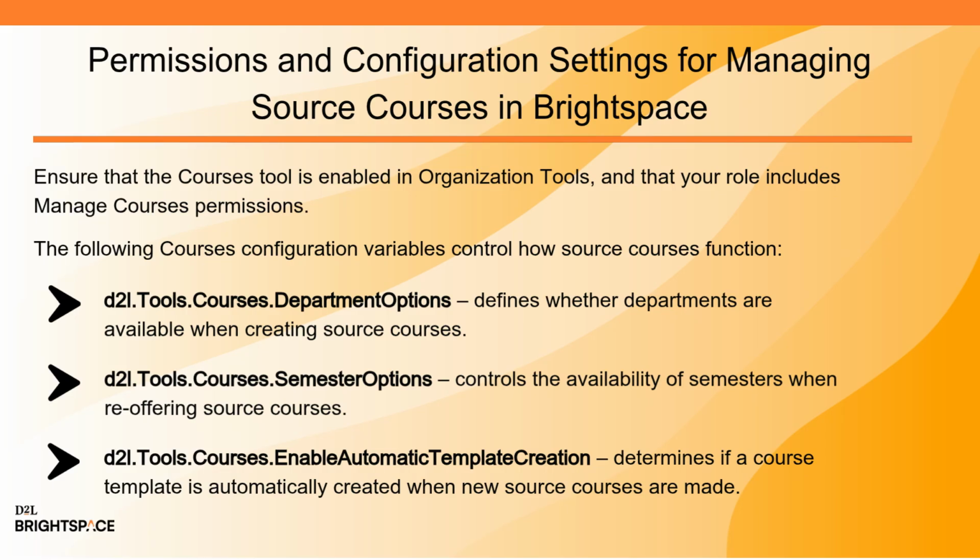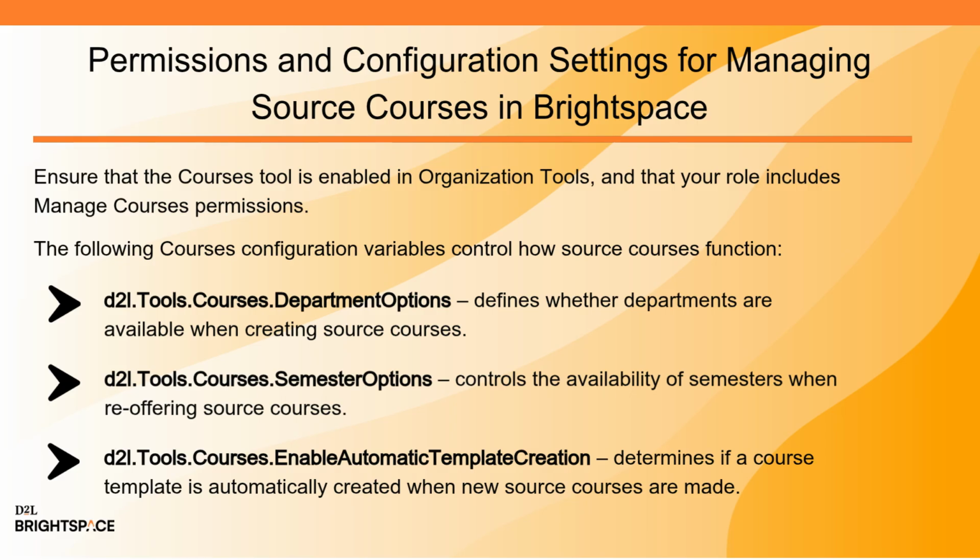To get started, ensure that the Courses tool is enabled in Organization Tools and that your role includes Manage Courses permissions. The following courses configuration variables control how source courses function. Department Options defines whether departments are available when creating source courses. Semester Options controls the availability of semesters when re-offering source courses. Enable Automatic Template Creation determines if a course template is automatically created when new source courses are made.